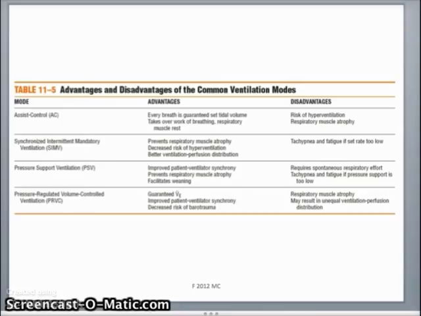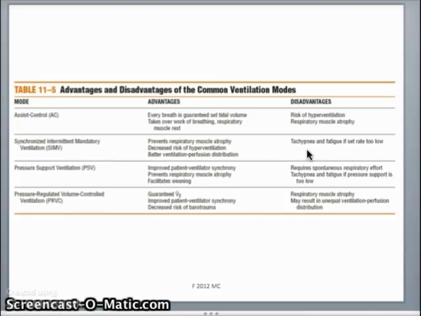So assist control, it takes over the work of breathing, so that can be good. However, we have the risk of hyperventilation and respiratory muscle atrophy because the patient doesn't really have to work terribly hard to keep the respiratory rate going. We have synchronized intermittent mandatory ventilation right here, and that prevents respiratory muscle atrophy and decreases the risk of hyperventilation, so you won't get that with SIMV, and you get better ventilation and perfusion distribution. However, it can be tiring for the patient, and so they might become too fatigued to keep this up.